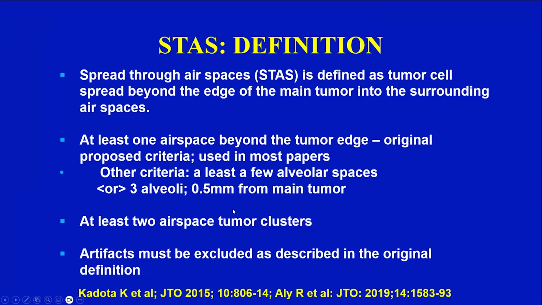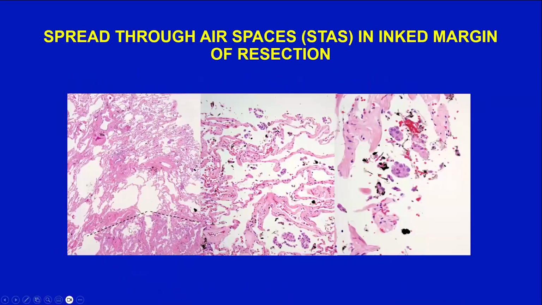I'm next going to talk about spread through air spaces. This is defined as tumor cell spread beyond the edge of the main tumor into the surrounding air spaces. We require at least one airspace beyond the tumor edge, and at least two airspace clusters and exclusion of artifacts.